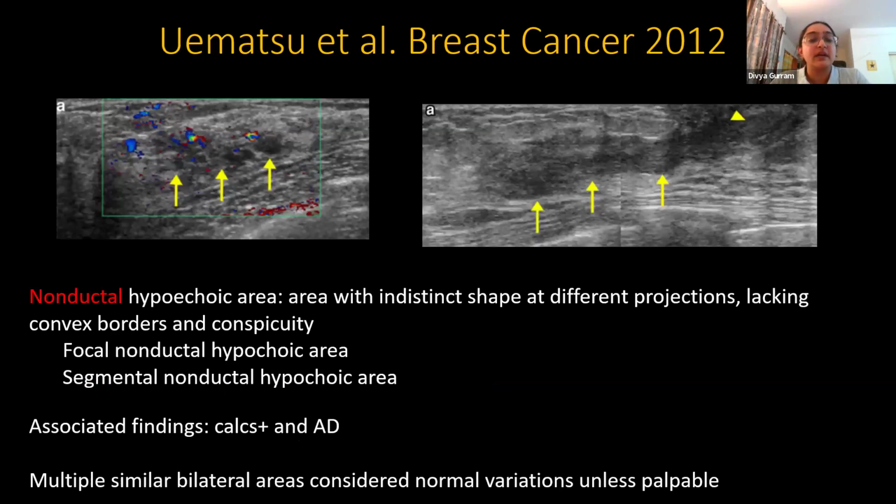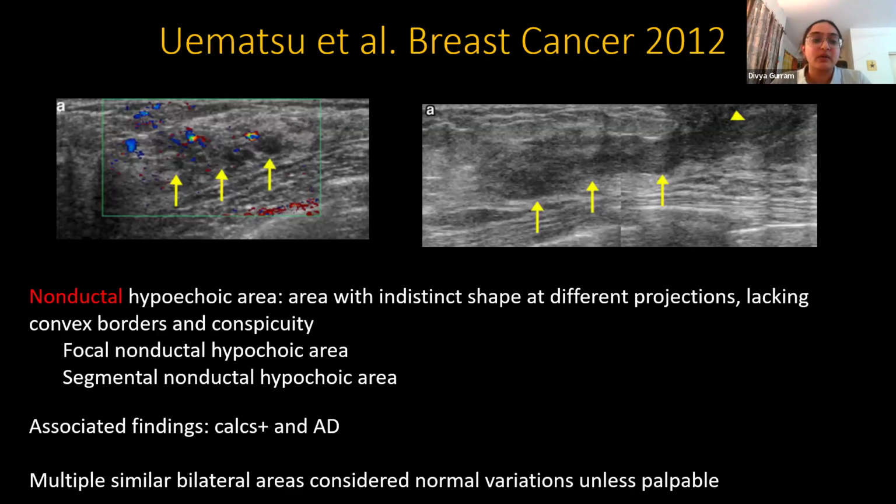Here, the area has an indistinct shape, it has different shapes in different projections, it lacks a convex border, and it's not very conspicuous. So here again, on the image on the left, you have a focal non-ductal hypoechoic area with a few penetrating vessels within it. And in the image on the right, you can see a segmentally distributed irregular hypoechoic area with the apex pointing towards the nipple.